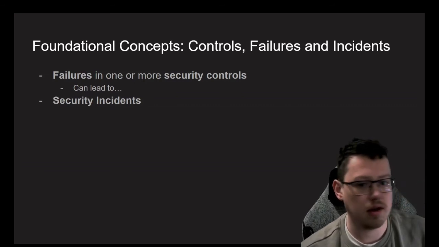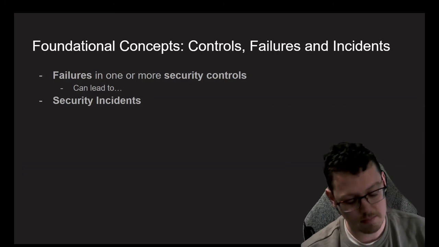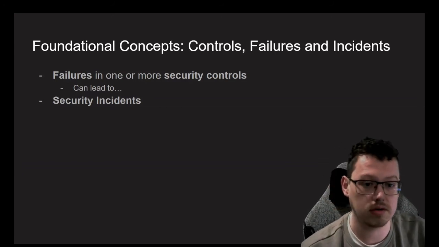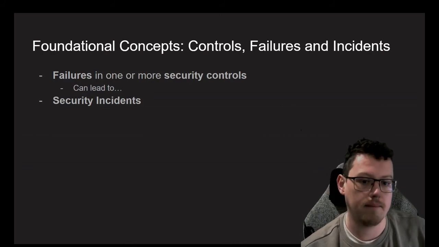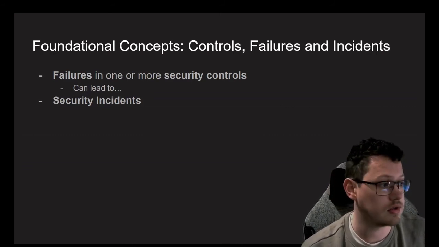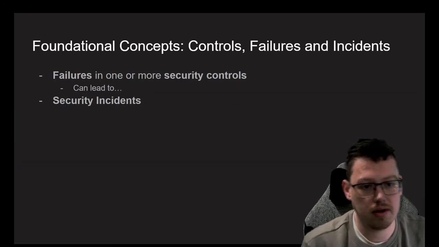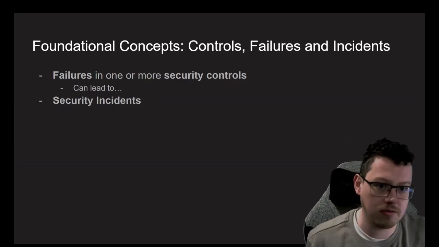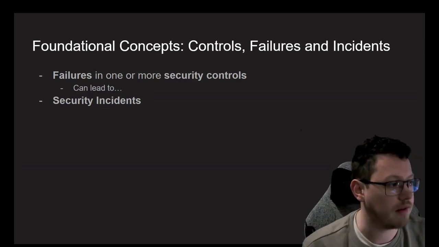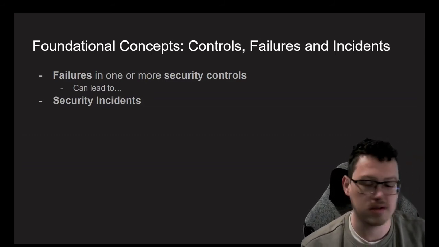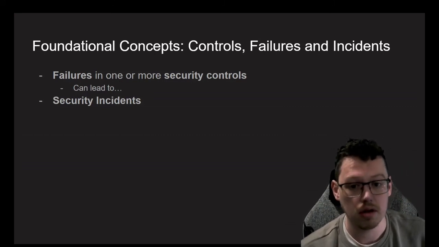So if an adversary, using the adversarial model, manages to get past one or more of these security controls, i.e. when these controls fail, there's potential for a security incident. It's not always the case. You might have an adversary who can get past one control, but there might be others in place which stop the actual incident from taking place, but there's still been a failure in a security control. So that's why it's "can lead to", rather than it always happening.